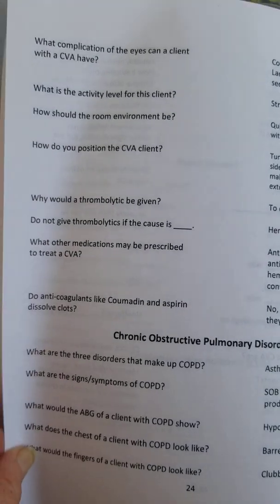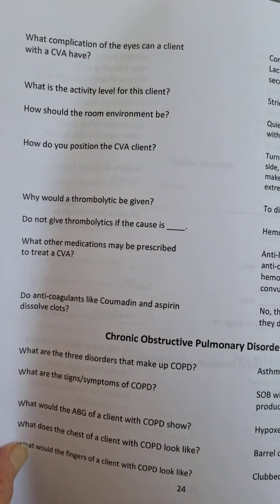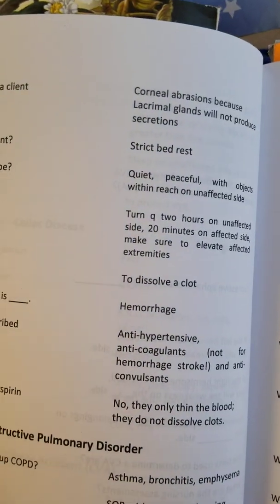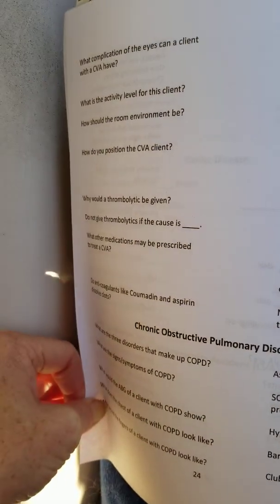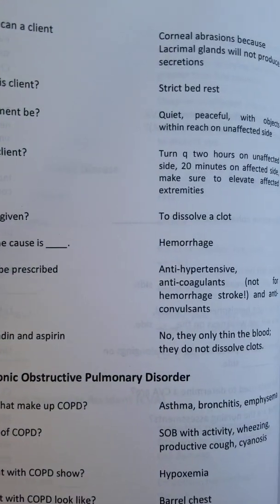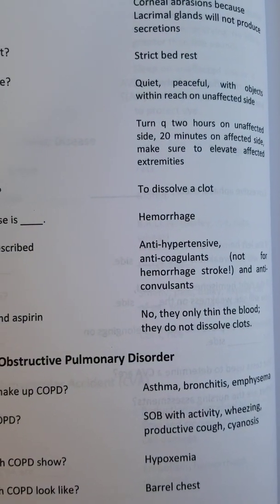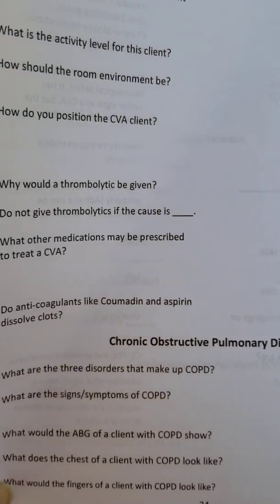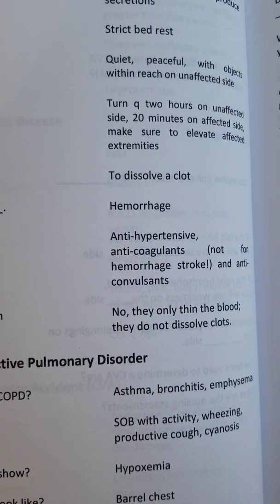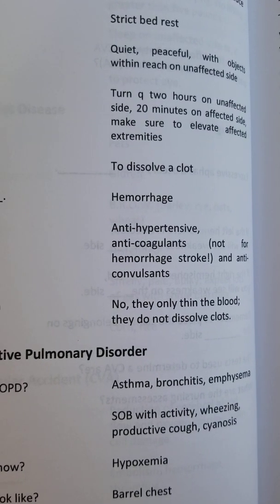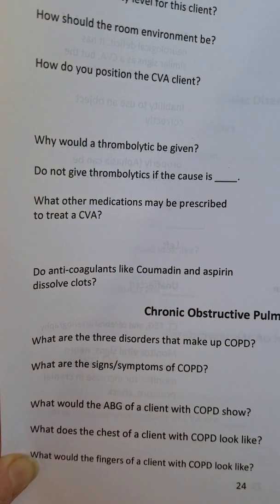Finishing CVA here, we have on page 24, what complication of the eyes can a client with CVA have? Corneal abrasions because lacrimal glands will not produce secretions. Activity level would be strict bed rest. Room environment should be quiet, peaceful, with objects within reach on the unaffected side. Position the CVA client: turn every 2 hours on the unaffected side, 20 minutes on the affected side. Make sure to elevate affected extremities.